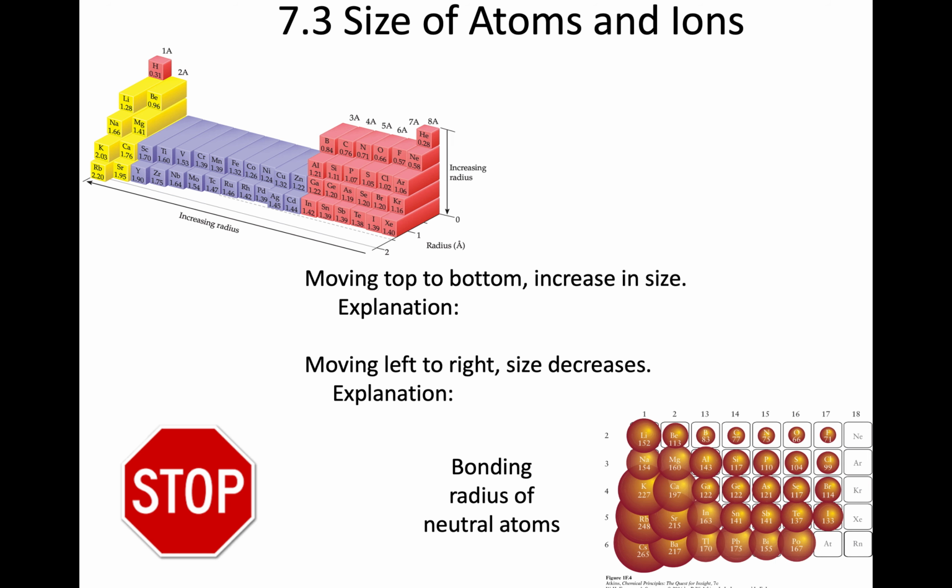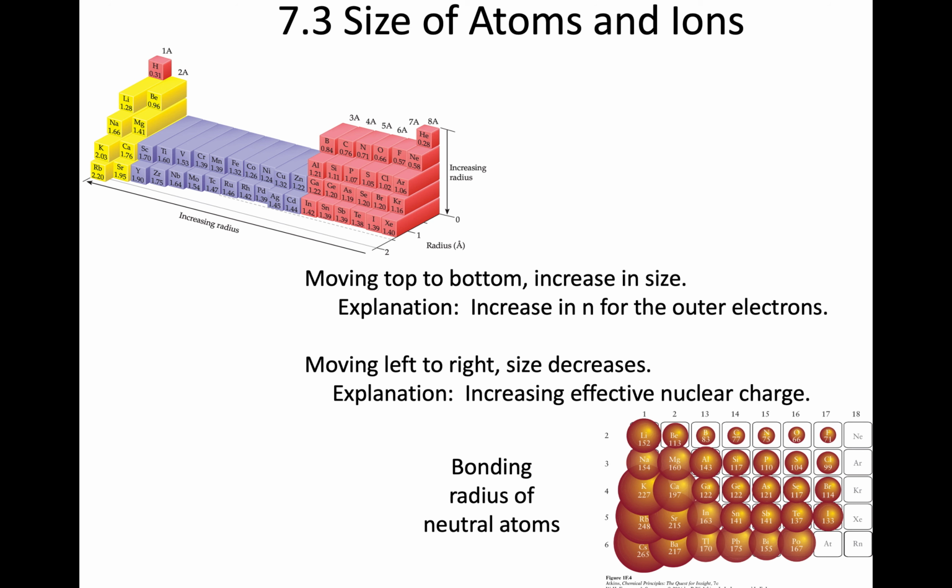Looking at the size for atoms and ions, here's the general pattern that we see. We see that moving top to bottom on the periodic table, there's an increase in size, and moving left to right, the size decreases. Take a second. What are your explanations for those?